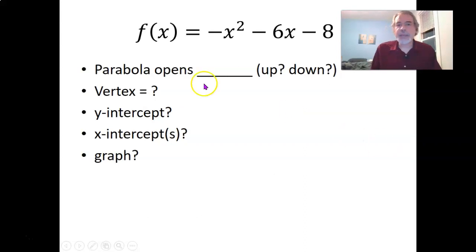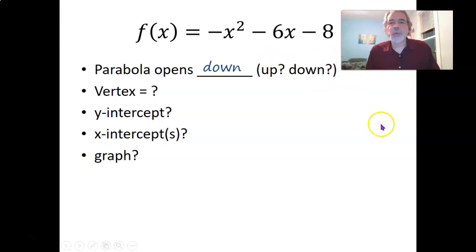Let's try another example. On this one, our function is -x squared minus 6x minus 8. So here, the graph would be a parabola. It would be the kind of parabola that opens... Did you catch that? There's a minus in front of the x squared, so it opens down.